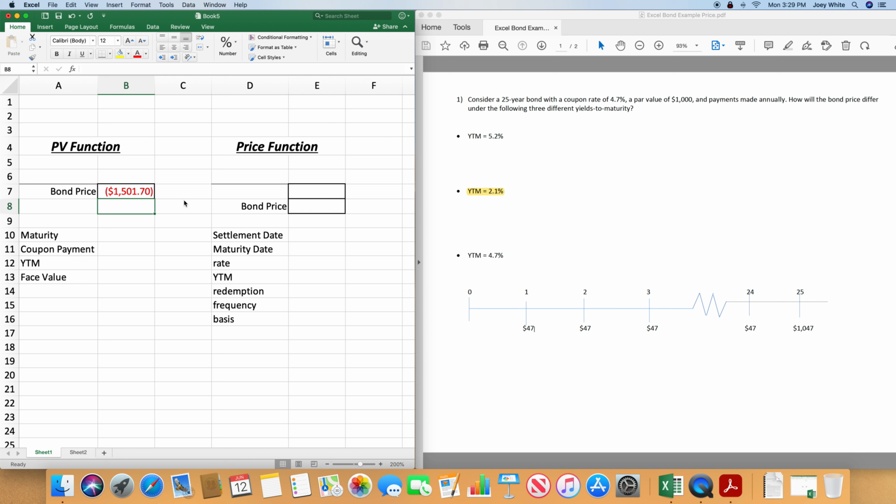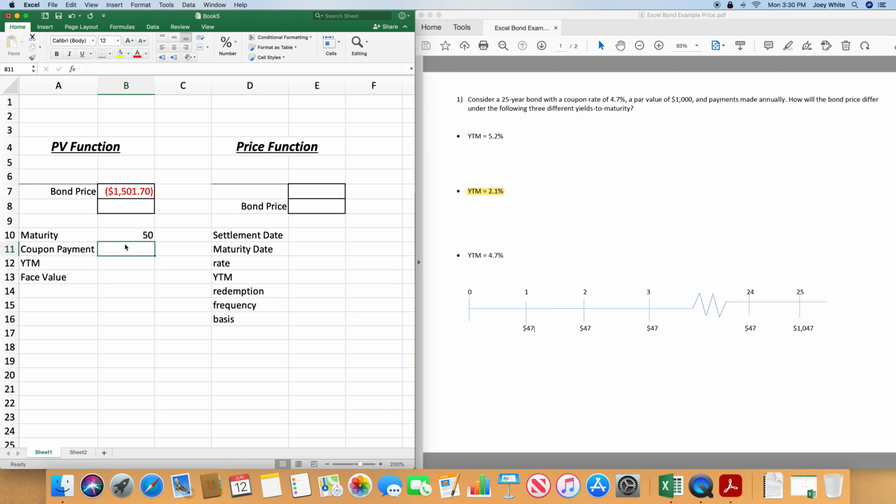And we can see the price of this bond is going to be $1,501.70. That's if payments are made annually. Now, if payments are made semi-annually, then things are going to be slightly different. I'm going to use these little spaces here to do the semi-annual calculation. If it's semi-annual, then we have two semi-annual periods per year, and so for 25 years, that's 2 times 25, which means there are 50 periods we're looking at.